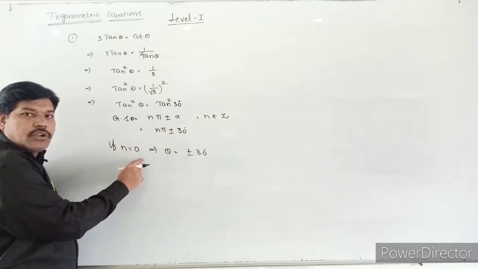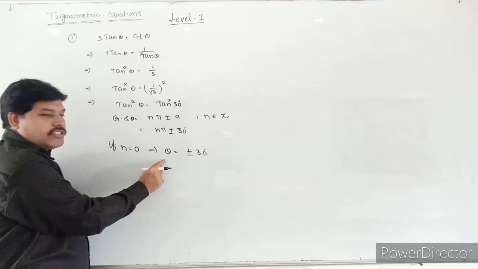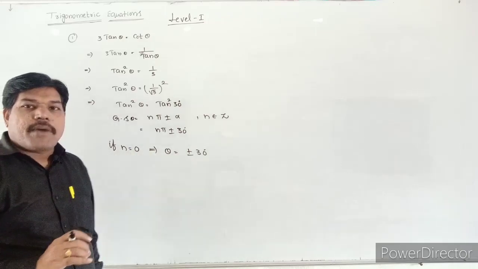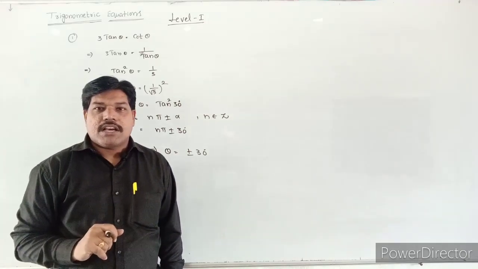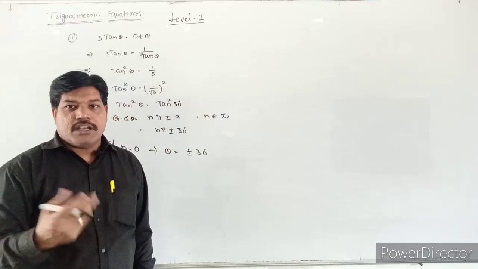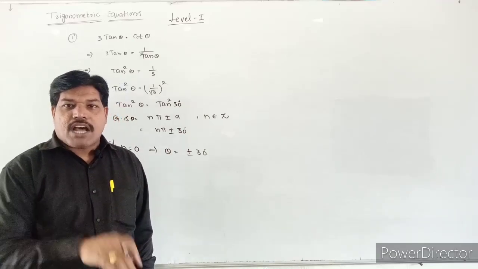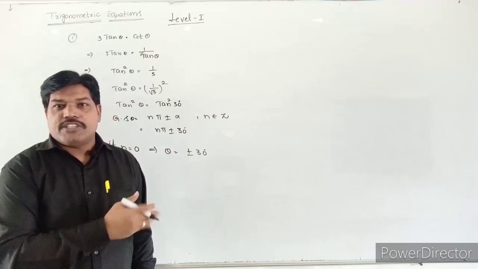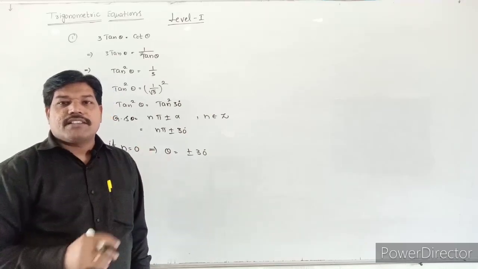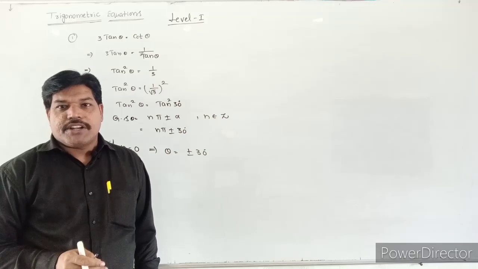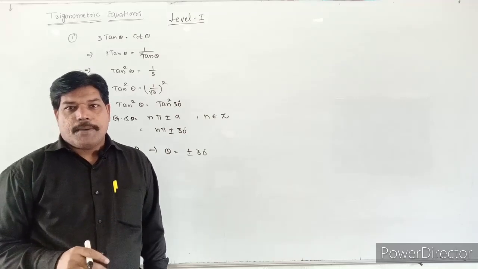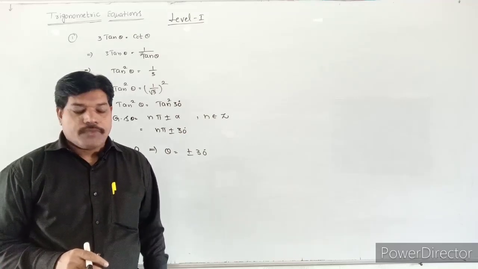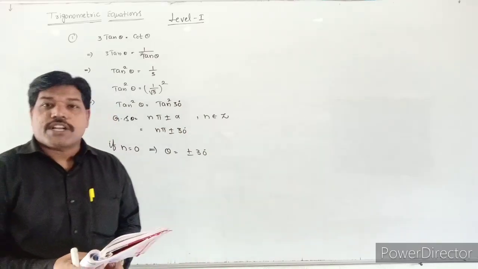If n is equal to 0, what happens? Theta is equal to plus or minus 30 degrees. So already one option is there. If that option is not there, then I will apply n is equal to 1 and n is equal to minus 1 also. The n is equal to 0 option is there, so I will take that 30 degrees. Plus or minus 30 degrees is the solution. Okay, is all understood, students? So see the next question, number 2.